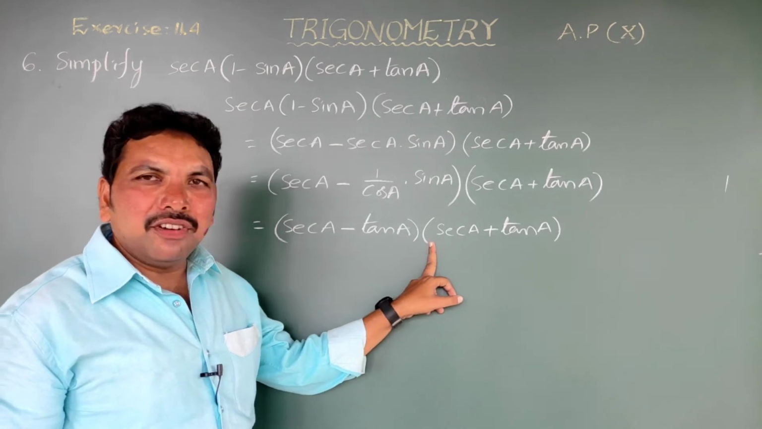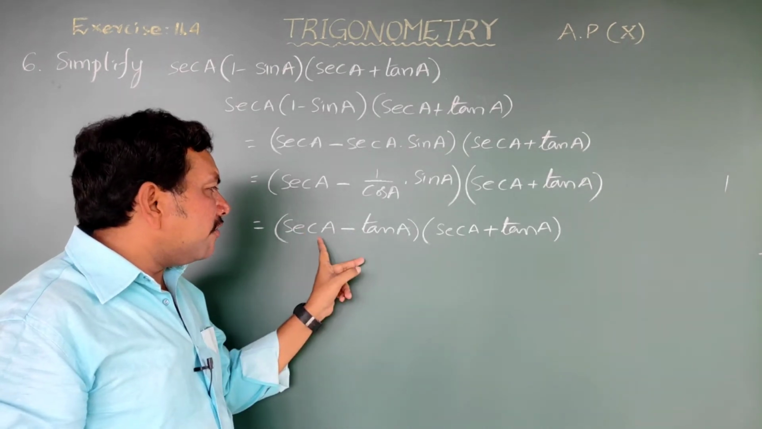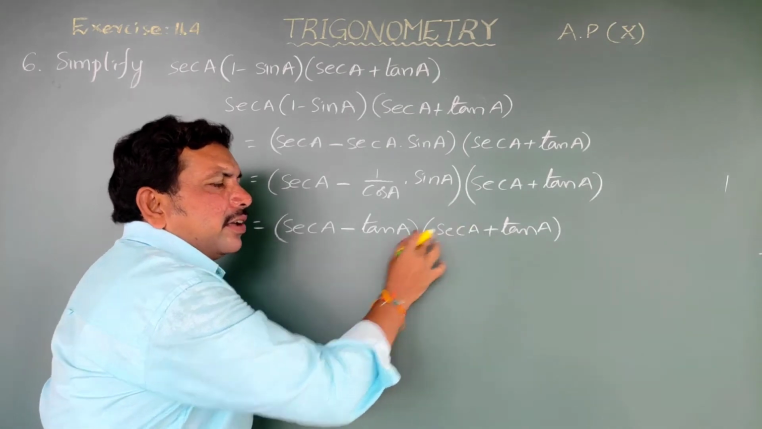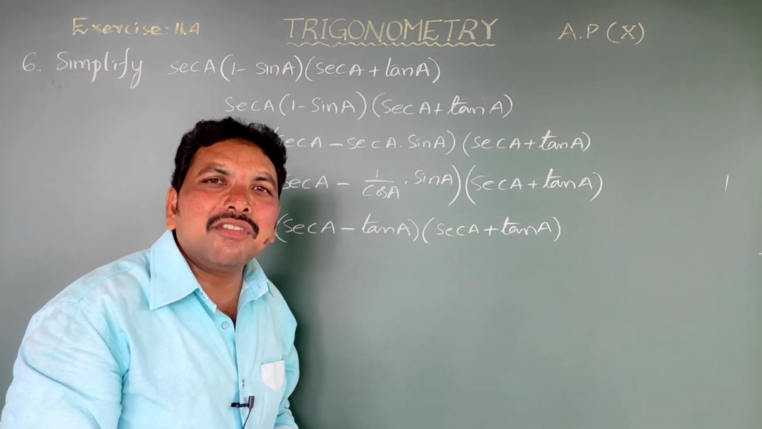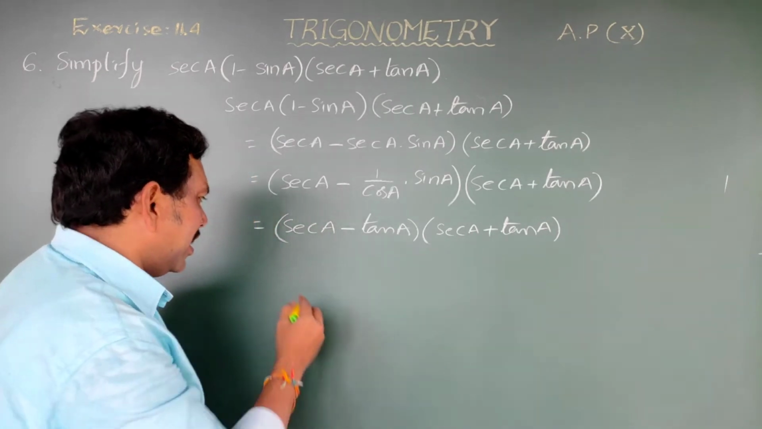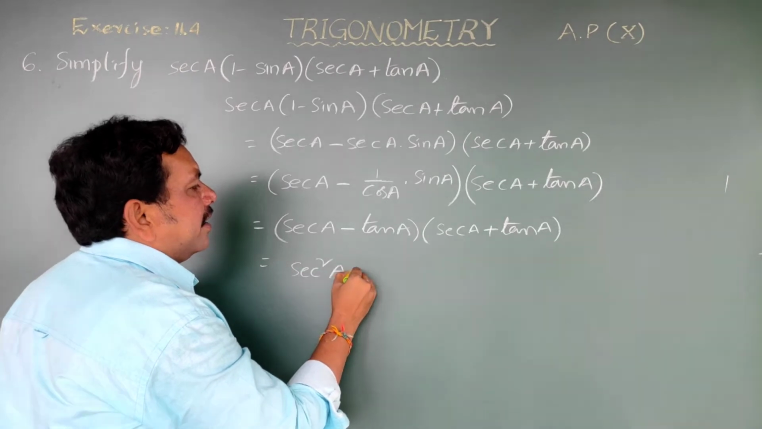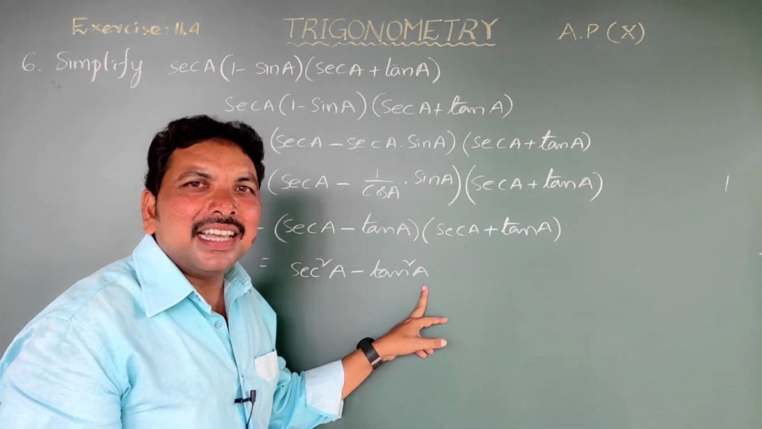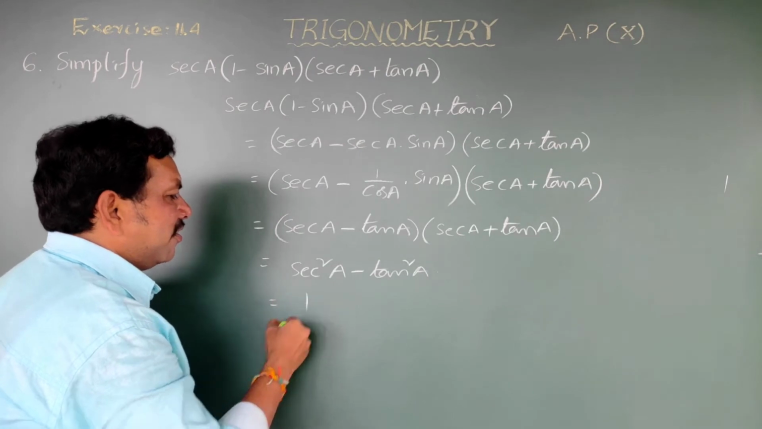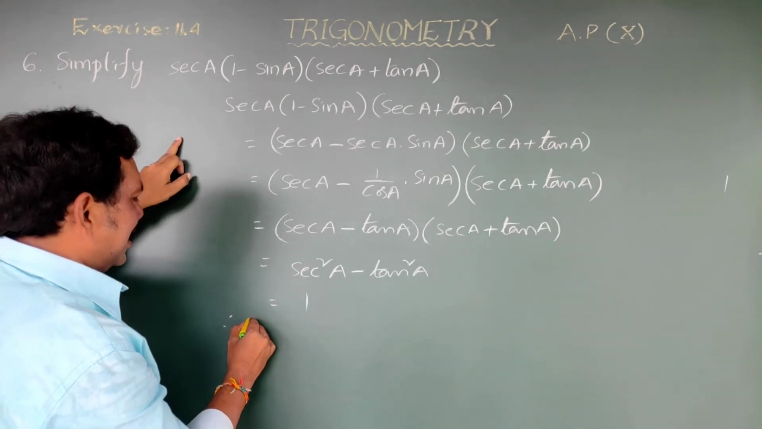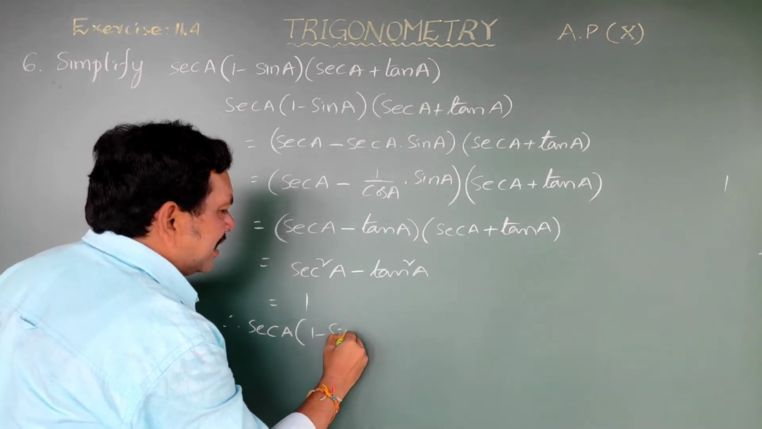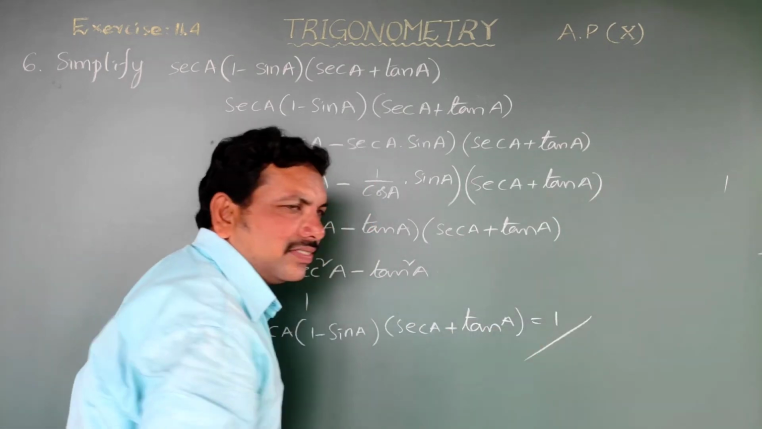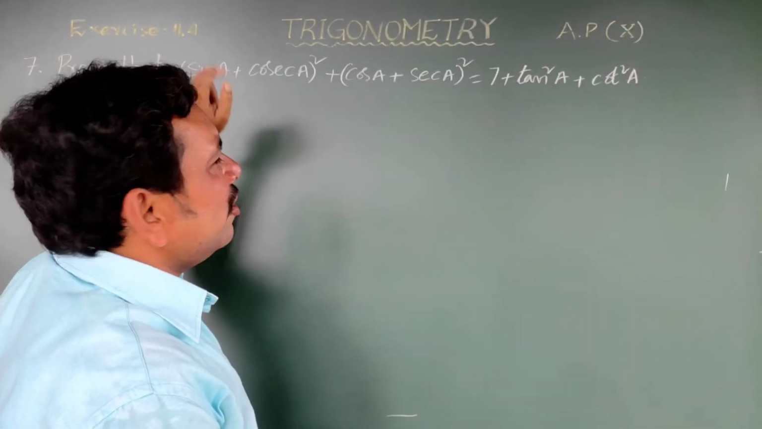Look here carefully. This is in the form of A minus B into A plus B, secant A minus tan A into secant A plus tan A. What is the formula for that? Yes, A square minus B square, which means here secant square A minus tan square A. So secant square A minus tan square A is, yes, trigonometric identity 2, that is 1. Therefore, the value is 1. Is it clear?